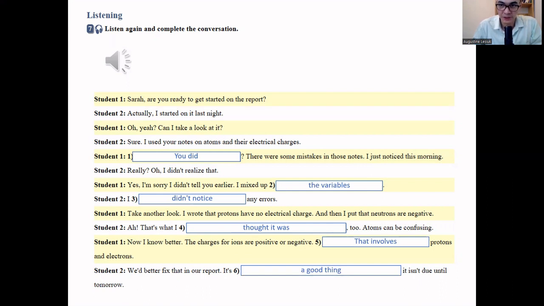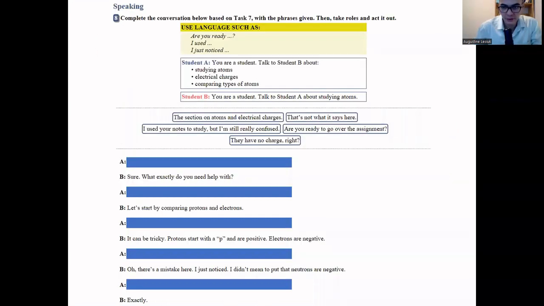Okay, so those are the answers. We're moving on to the next segment. For the speaking segment of this unit, I want you to complete this incomplete conversation using the given sentences up here. So we have 5 sentences that you can use to fill in the blanks.